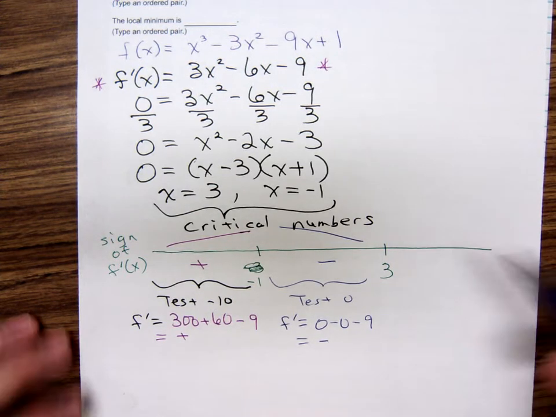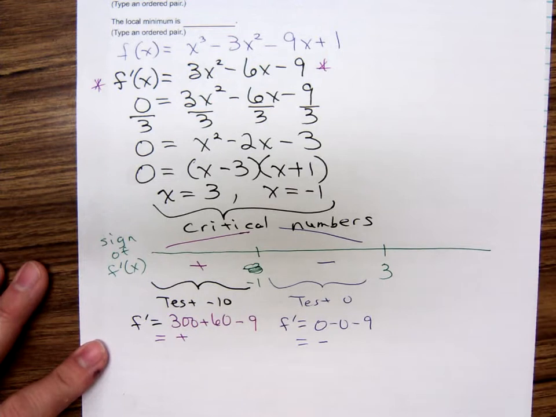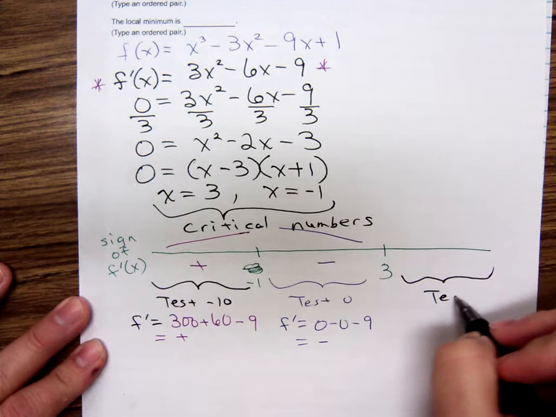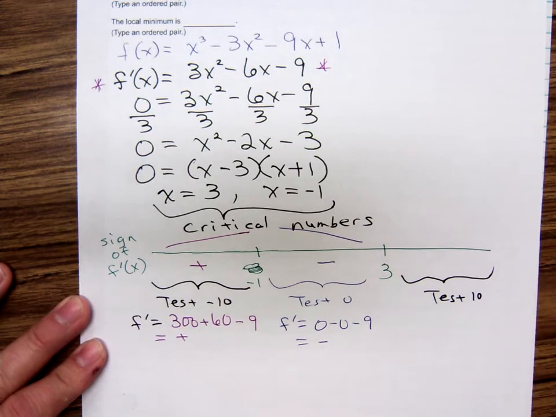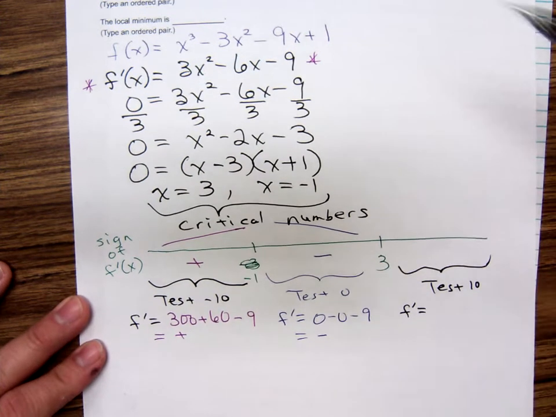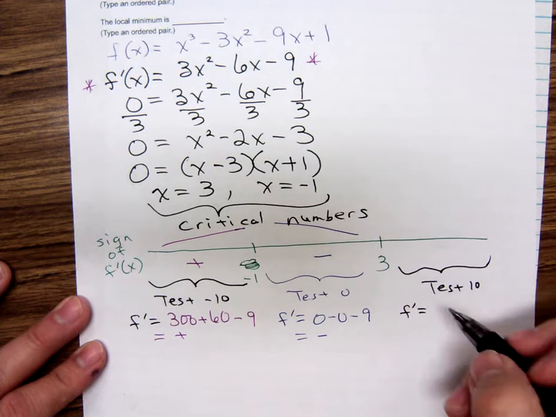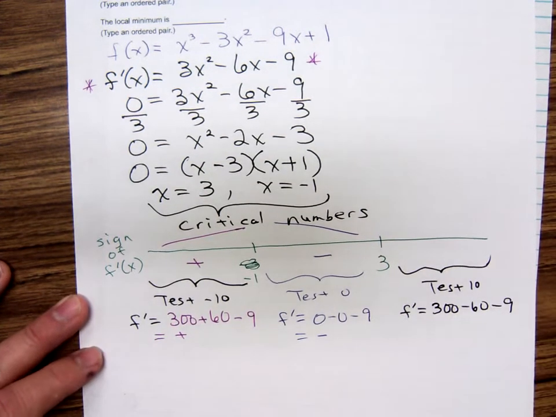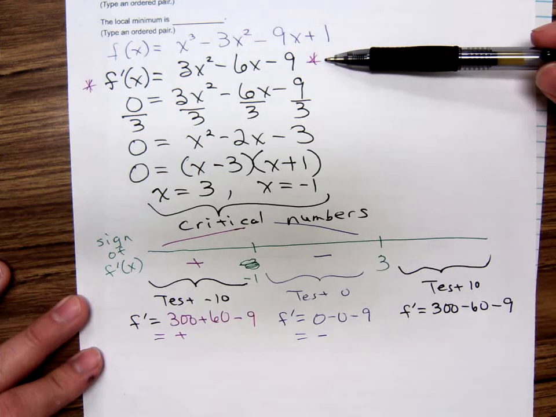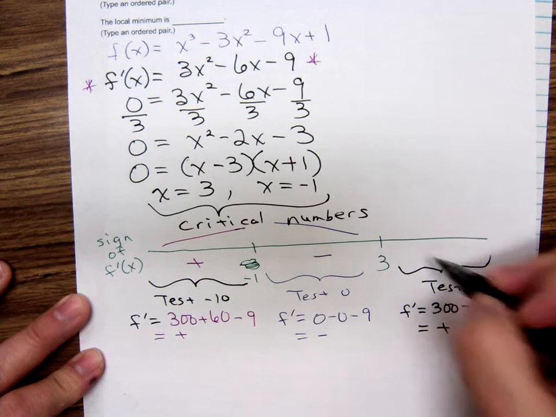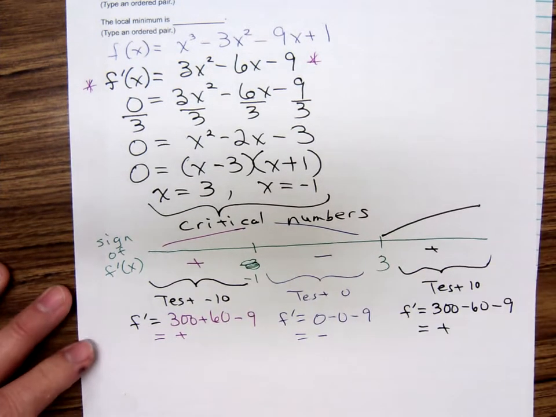And finally, to the right of 3, I guess a +10 is easy to plug in. I could use 4 if I wanted to, or 3.5, but I'm going to plug in something that's easy. That'll give me a 300 minus 60 minus 9, plugging into the derivative. That is a positive value, so the function is increasing.